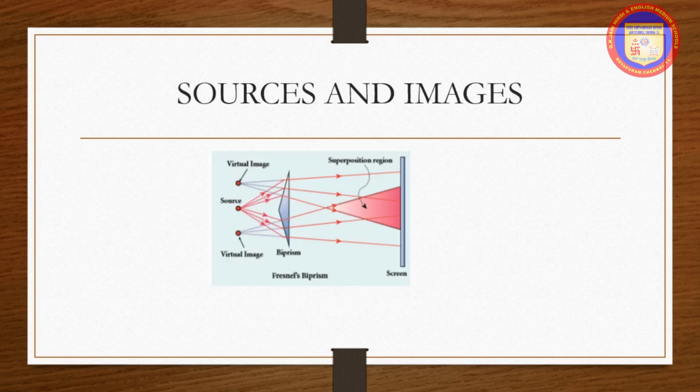Next we have source and images. In this method, a source and its image will act as a set of coherent sources because the source and its image will have waves in phase. So, the instrument Fresnel biprism uses two virtual sources as two coherent sources.